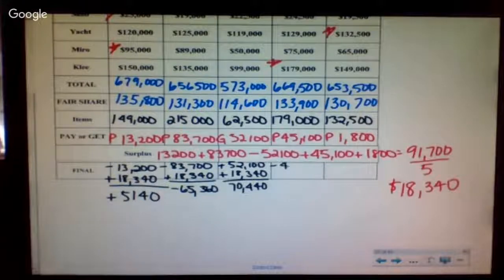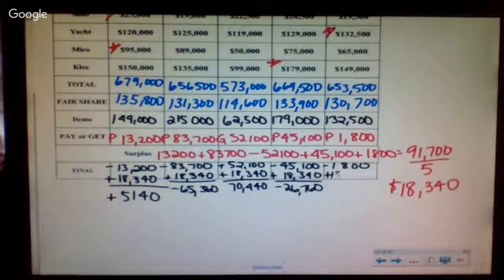Don is going to pay, so he's down 45,100 and he gets 18,340 of it back. So he's going to get the cleat and he's going to be down $26,760. And finally, Ed's getting a yacht. He's down $1,800, but he gains 18,340 back. So he's getting a yacht plus $16,540 in cash. He made out pretty well too.